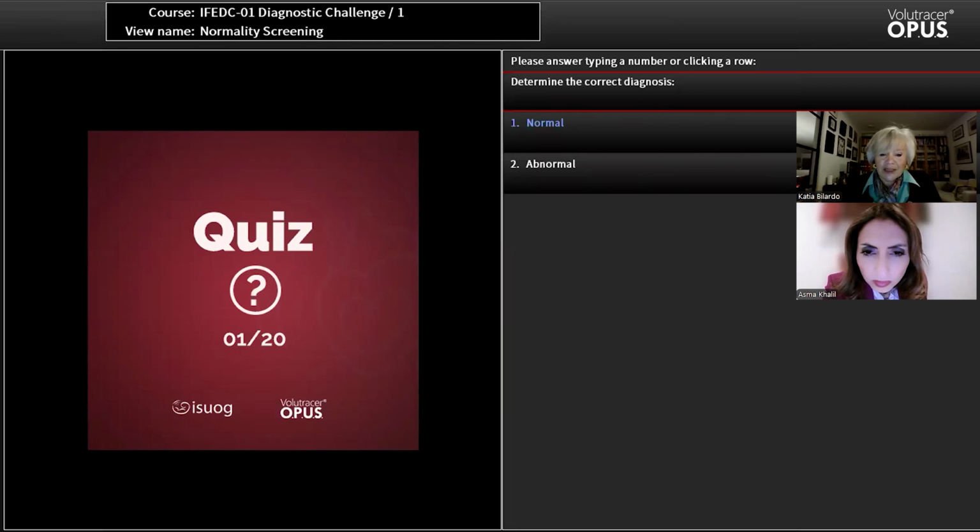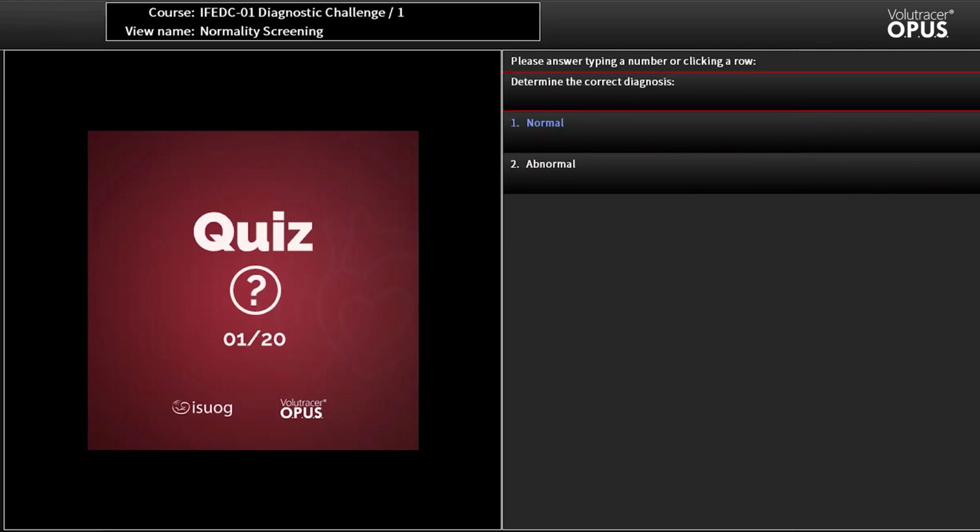And we know that this is characterized by the fact that on the three-vessel view, we will see an extra vessel next to the pulmonary artery. And this vessel is the left superior vena cava that normally is not there. It involutes, but sometimes it persists.